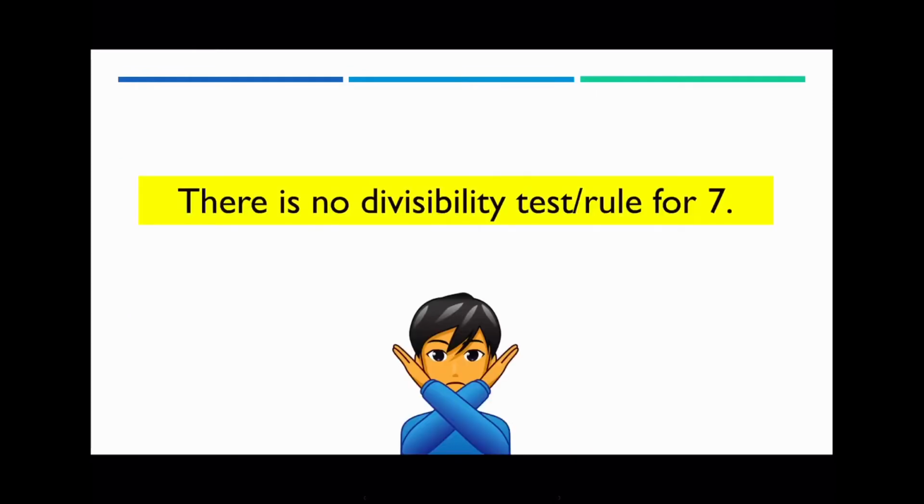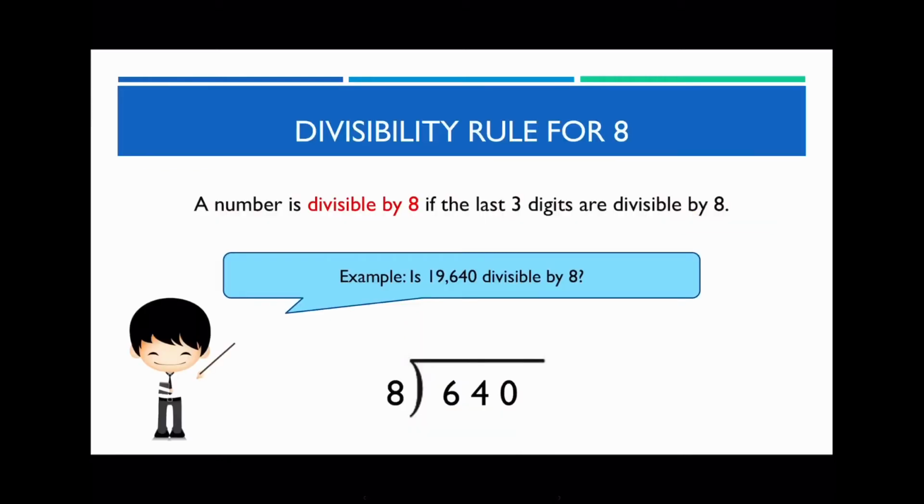Again, I want to stress that there is a divisibility test for 7, but it's not a very simple strategy, so therefore we're going to skip that. So just please remember there is no simple divisibility test or rule for the number 7 at all. Moving on to the next one, which is 8.